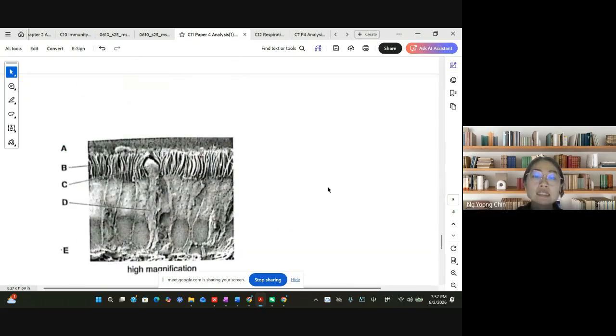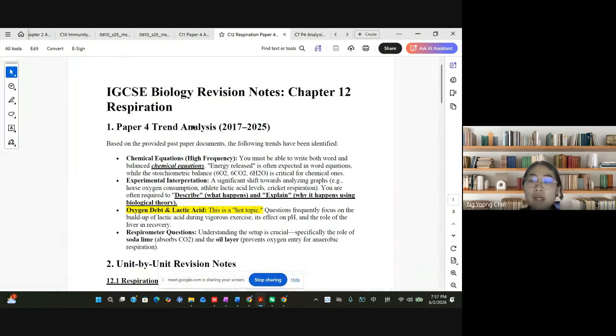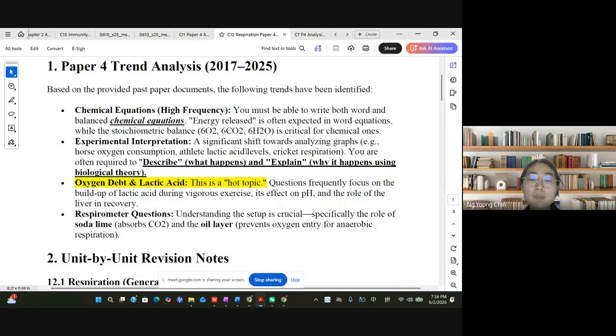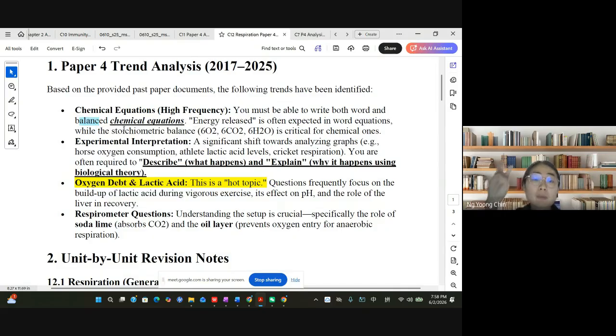Okay, that's all. This is chapter 11. Then how about chapter 12? In chapter 12, we learn about two types of respiration, aerobic respiration and anaerobic respiration. This is the trend of the past year questions. They will ask about the equations. You will need to know how to write the balanced equation. Remember to balance your chemical equation. Usually they will give you about 3 marks. If you forget to balance it with the correct numbers, you only get 1 mark.